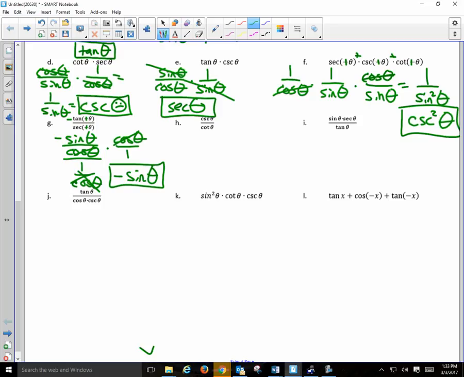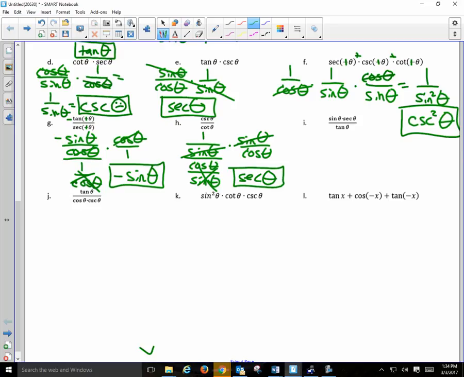How about this one? Cosecant over cotangent. 1 over sine over... what do I do? Multiply by the reciprocal. What happens? Signs go away. I'm left with secant. Good.